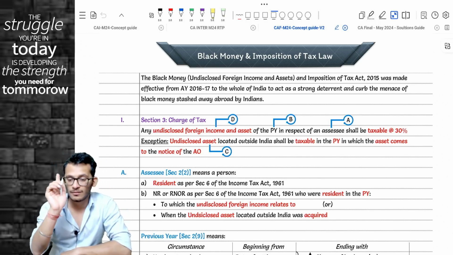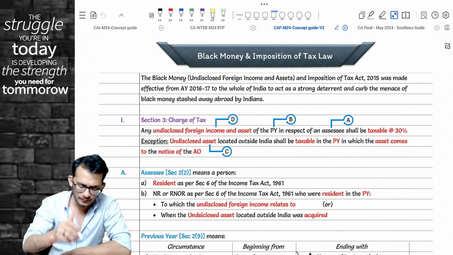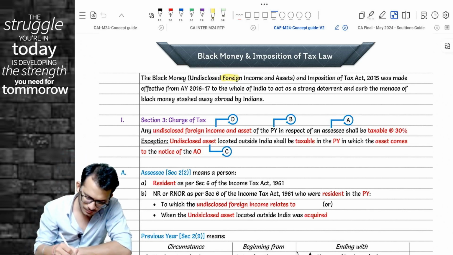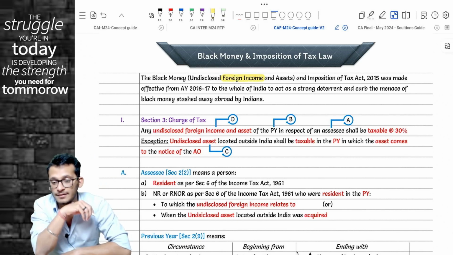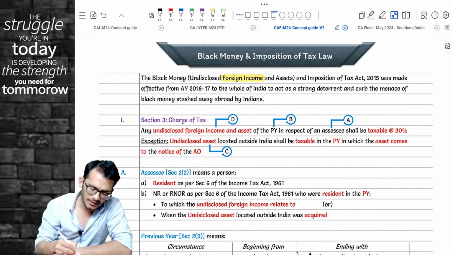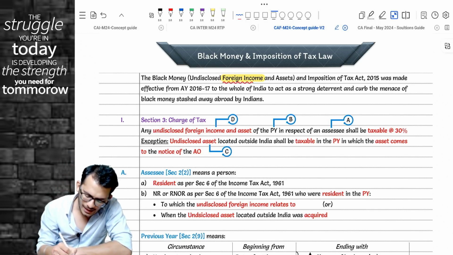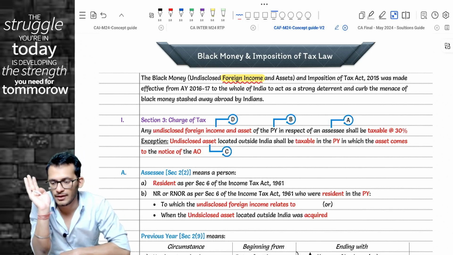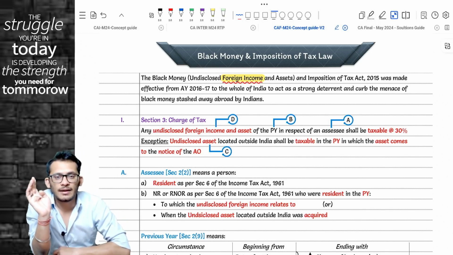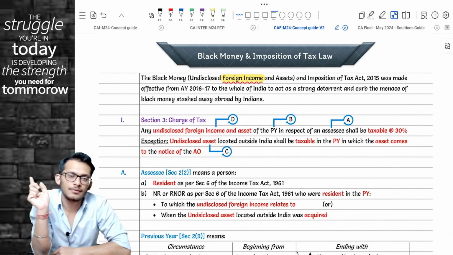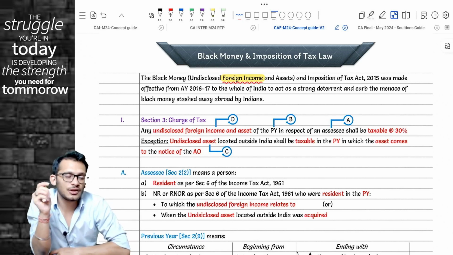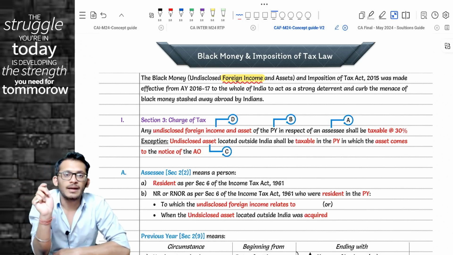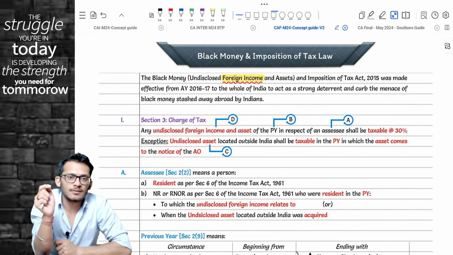Reading this itself, one thing which should hit your head is that they are saying undisclosed foreign income and assets, which means this act only applies in case you're talking about foreign income. Meaning Rahul, if you're doing some smuggling and all activities in India, will this act apply? The answer is no. It will only apply in case of those incomes which are generated from a foreign country, meaning it should be global level black money avoidance. Only in that case will this chapter apply.